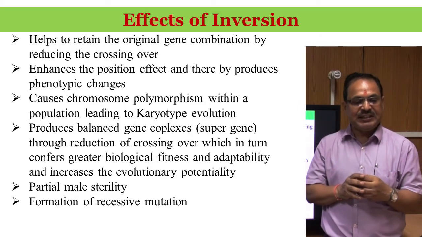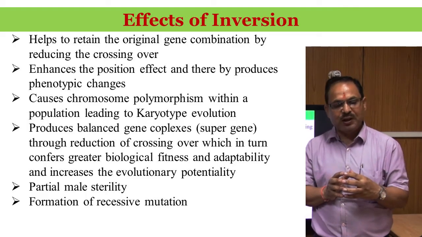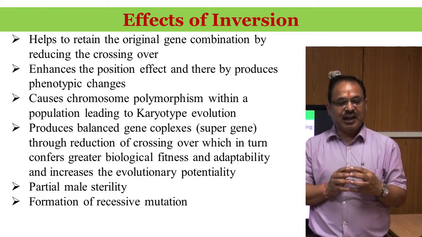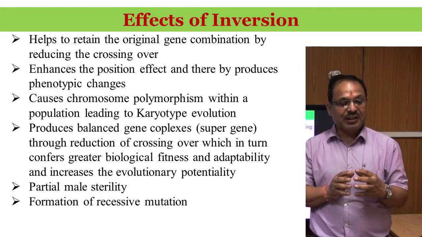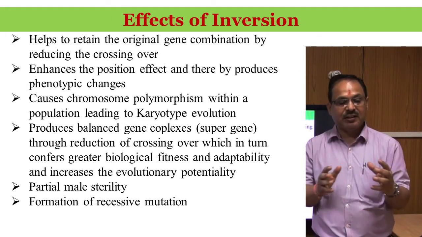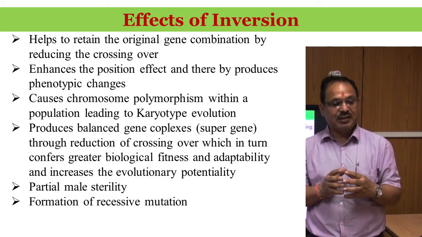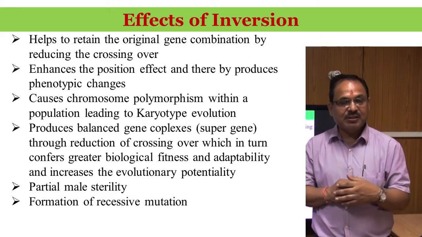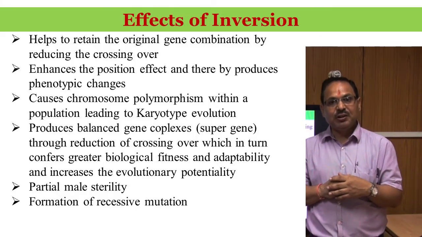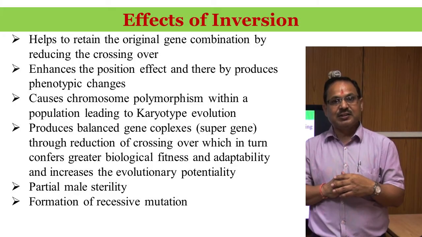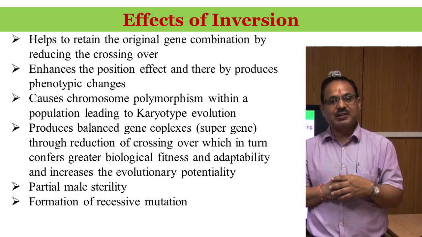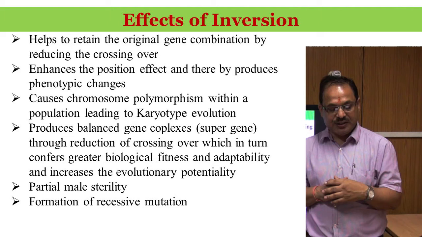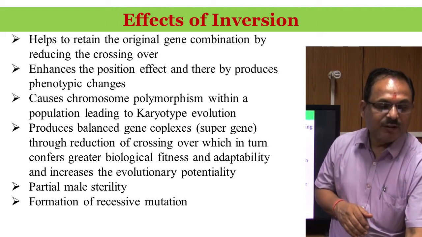It produces balanced gene complexes through reduction of crossing over, which in turn confers greater biological fitness and adaptability and increases the evolutionary potentiality. The adaptability, the fitness in different climatic conditions, takes place by producing these balanced gene complexes. Sometimes male sterility also takes place due to this inversion, partially, not totally. Formation of recessive mutation is also an effect of this phenomenon.